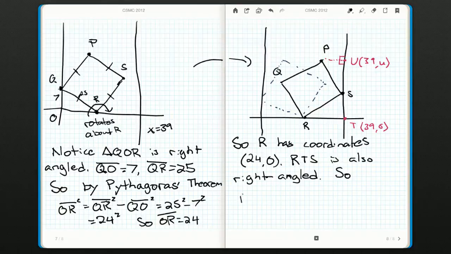So TS squared is going to be equal to RS squared minus RT squared. Well, that's 25 squared minus, and then we do 39 (that's the x-coordinate of T) minus the x-coordinate of R. Because they lie on the same x-axis, we can just subtract coordinates there.